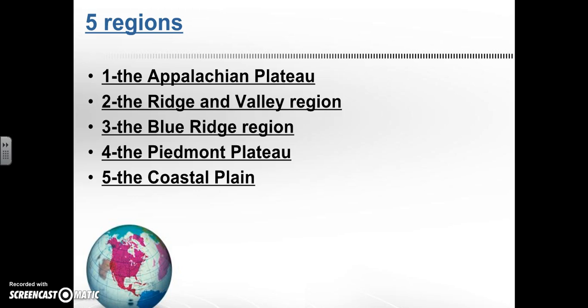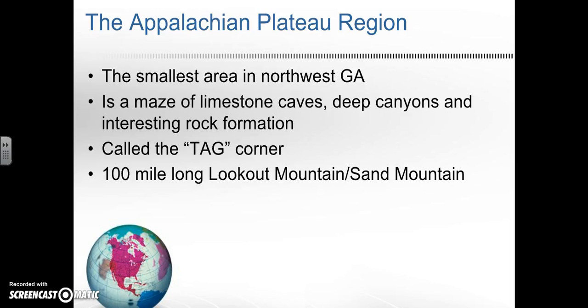So the 5 regions were the Appalachian Plateau, the Ridge and Valley region, the Blue Ridge, the Piedmont Plateau, and the Coastal Plain. So let's talk about the Appalachian Plateau again. It is the tag corner. It is the southwest area of the smallest area. It's in northwest Georgia. It's called the tag corner because that's where Tennessee, Alabama, and Georgia all meet.